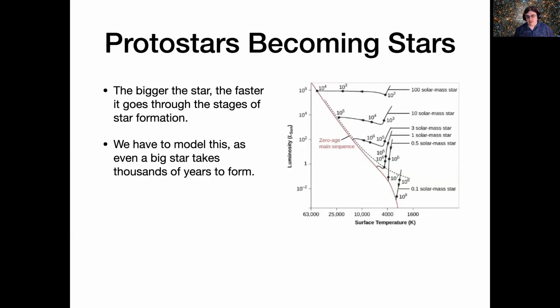For a bunch of different kinds of stars, from a 100 solar mass star to a 0.1 solar mass star. You can see the 100 solar mass star is going to be an O type, 0.1 solar mass star is going to be K or M. And the red line is our main sequence. In particular, it is the line where stars at age 0 sit on the main sequence, so it's the zero-age main sequence. Now we have to model this with computer models because even the big star takes thousands of years to form.